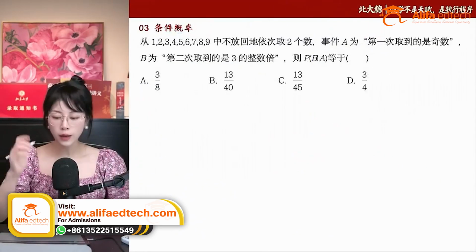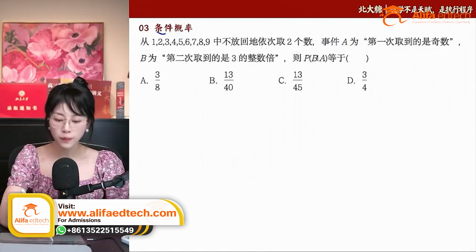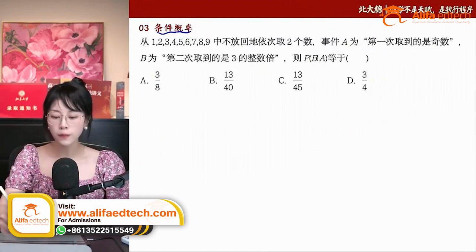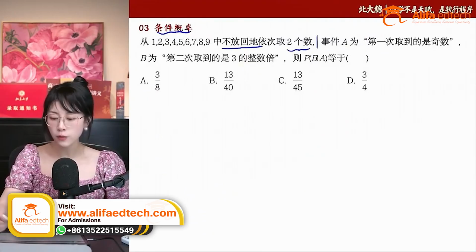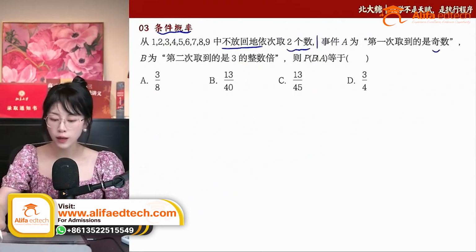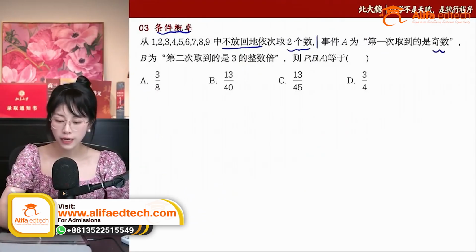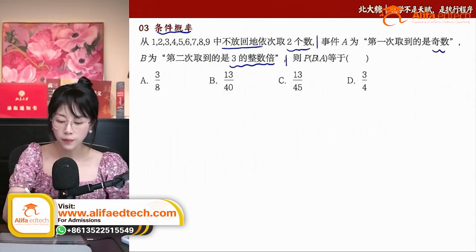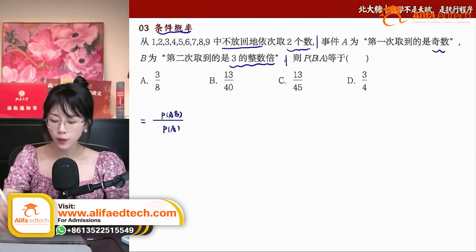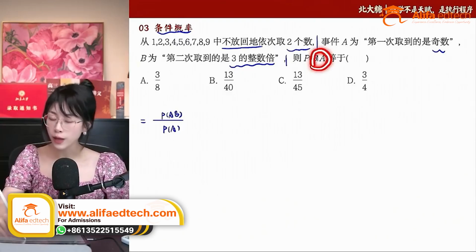Choose C. Now let's look at the third question type. Conditional probability. From 9 numbers, 2 are drawn at random without replacement. Event A represents that the first number drawn is odd, and event B represents that the second number drawn is a multiple of 3. So what is P(B|A)? First, you need to write this conditional probability as PA in the denominator and P(A and B) in the numerator. You must remember this. When dealing with conditional probability, always see it as a fraction with a numerator and denominator.